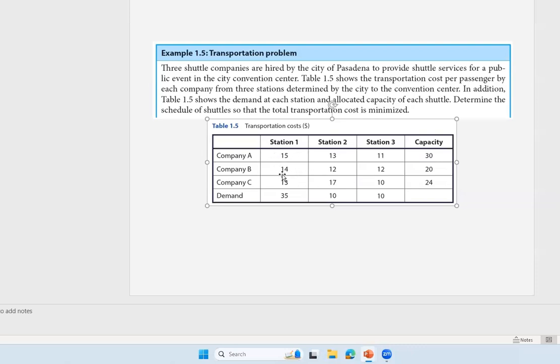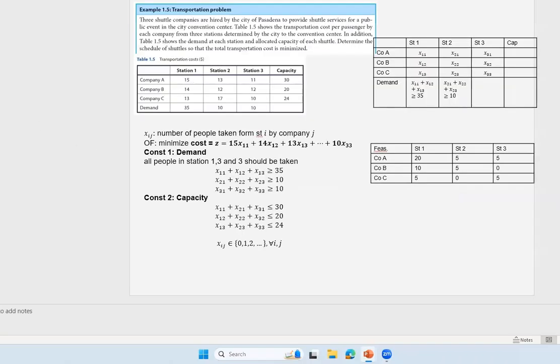And then there was a cost involved for taking one passenger from station 1 to the convention center by company A. Company B's cost and C's cost would be different. So for that, if you remember, we modeled it by saying Xij is the number of people taken from station I by company J. In this case, I was 1, 2, 3, and J was A, B, C, or 1, 2, 3 also.